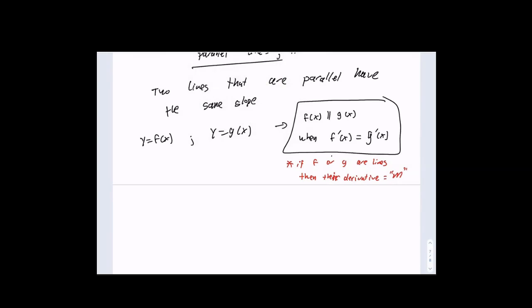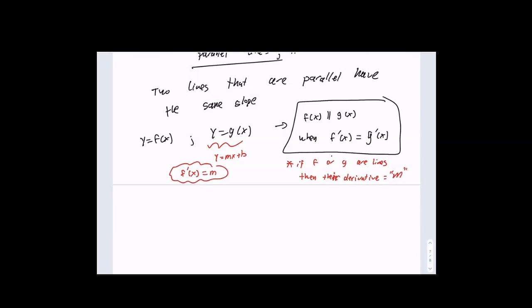So f of x is parallel to those when we have it. Now, what these problems are going to traditionally look like is that the second function g, when we get to next week, will be some y equals mx plus b, and so therefore you're going to try to figure out when is f prime of x equal m. So that's technically how the problem will look.